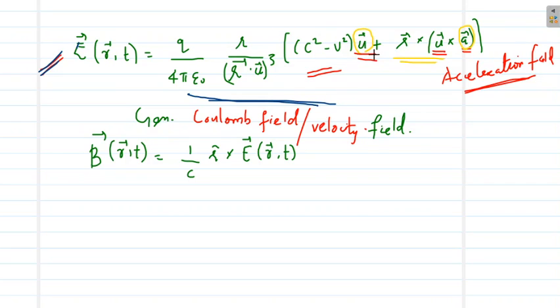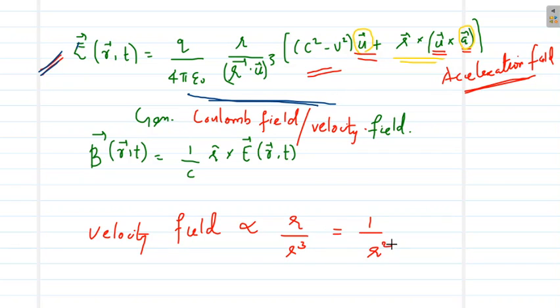Now let us look at the dependence of the velocity field and the acceleration field on r. If you look at the velocity field, you can see that the terms containing r appear in the numerator and in the denominator. So you can see that r divided by r cube. Velocity field is dependent on r divided by r cube, which is equal to 1 by r square. So if we consider the velocity field, its dependence on r will be 1 by r square. It will fall like 1 by r square with distance.